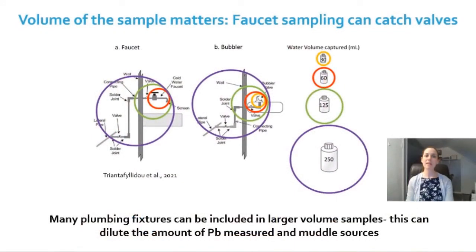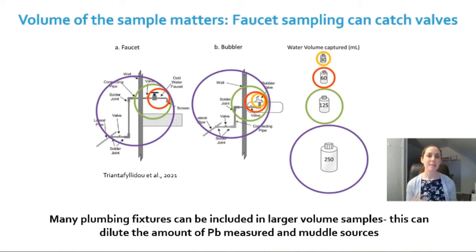So again, the volume of the sample matters, and faucet sampling can catch valves. If we're particularly interested in whether or not a faucet is contributing lead to drinking water, it is good practice to take smaller volume samples so you can isolate particular fixtures. If you look at the faucet example on the left, if you take a 250 milliliter sample from that faucet, you're going to encompass a lot of different valves and soldered joints along with the faucet itself. So if you get a high lead level from this 250 milliliter sample, you're not really going to know which component actually contributed lead to the drinking water.